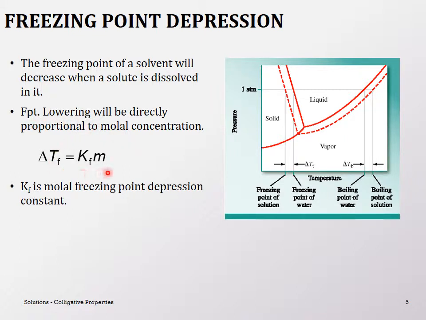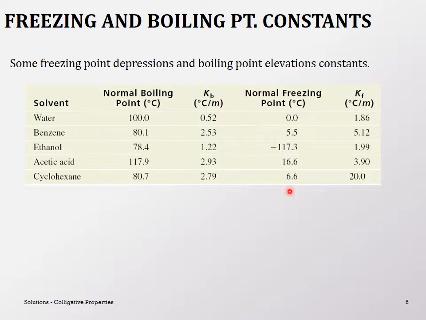It's the same formula, except now that we are using freezing point, so we'll be using Kf instead of Kb, and Kf is the molar freezing point depression constant. Okay, again, these are constant values which have to be given to you of different solvents. Here are some of the constants that you will find for very common solvents. So water, for example, benzene, ethanol, acetic acid, and cyclohexane. These are some of the common solvents that are used in chemistry. And so their normal boiling points are given over here. The Kb constant, the normal freezing point, and Kf is given.